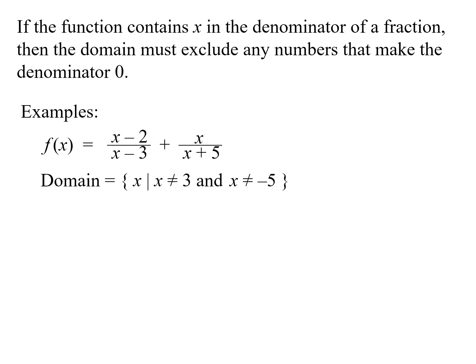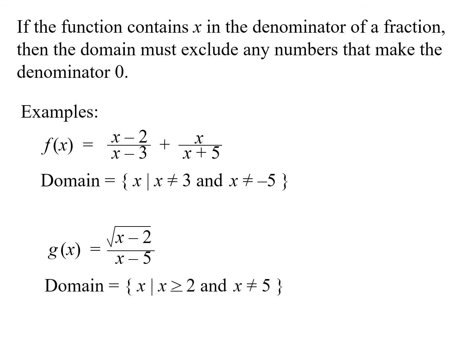G of x is square root of x minus 2 over x minus 5. The domain is numbers greater than or equal to 2, so that you don't get a square root of a negative, and excluding 5, so the denominator is not 0.